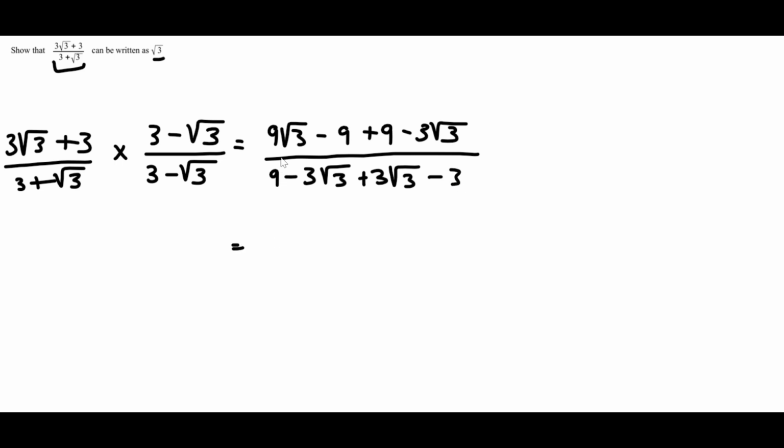Now collecting the like terms, 9 root 3 minus 3 root 3 is 6 root 3, minus 9 plus 9 cancel out. For the denominator, minus 3 root 3 plus 3 root 3 also cancel out, so we're left with just 9 minus 3, which is 6, and 6 over 6 can cancel out 2, so we're left with just root 3, which is our final answer.